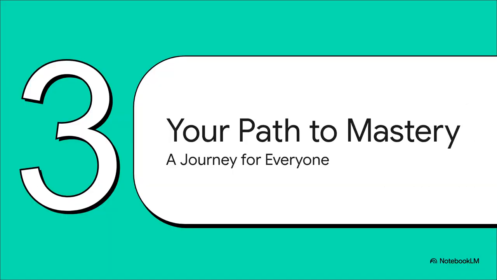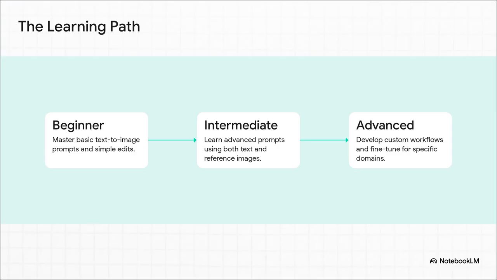Now, I know what you might be thinking. This all sounds super advanced, maybe a little intimidating. But here's the best part. It's actually designed to be accessible. This isn't just for some PhD in an AI lab. There is a clear, straightforward path for anyone to get really, really good at this. The learning path is really just 3 simple stages. At the beginner level, you're just getting the hang of basic text prompts, telling it what to make. Once you've got that down, you move to intermediate, where you start using reference images along with your text. That gives you way more control. And then at the advanced level, you're building your own custom workflows for really specific things, like product shots for an e-commerce store. It's a journey that really builds your creative skills one step at a time.